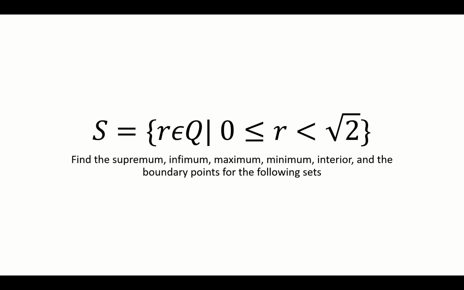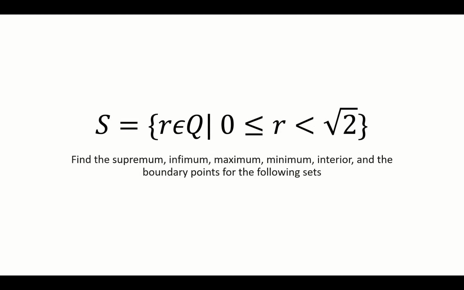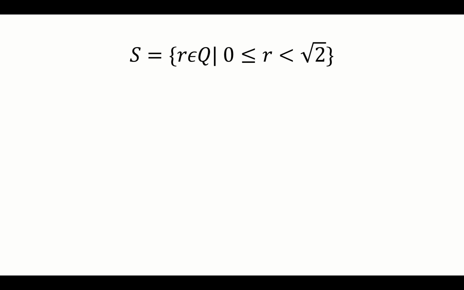Find the supremum, infimum, maximum, minimum, interior, and the boundary points for the following set. S is the set of r where r is a rational number, and r is between 0 and square root of 2.